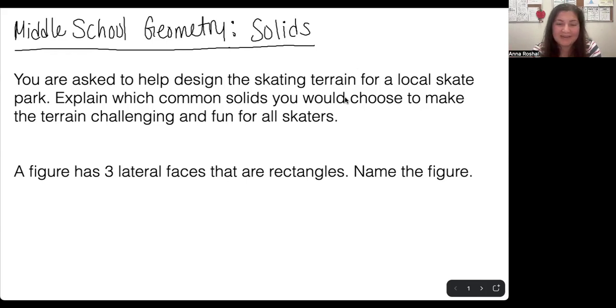The first question says you're asked to help design a skating rink for the local skate park. Explain which common solids you would choose to make the terrain challenging and fun for all skaters. Ideally, we're not using square blocks. And actually, I'm going to pause the recording so that I can get some blocks.